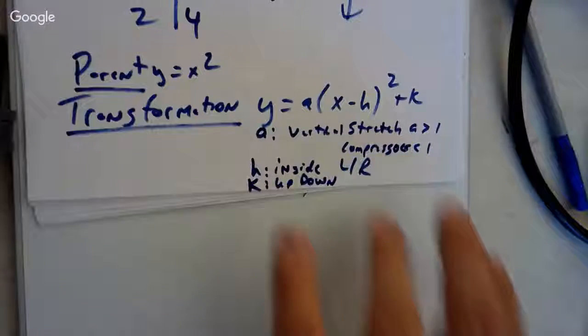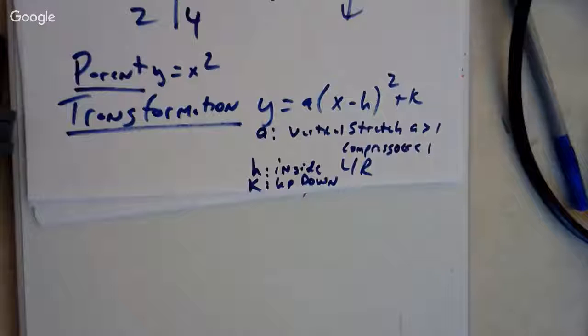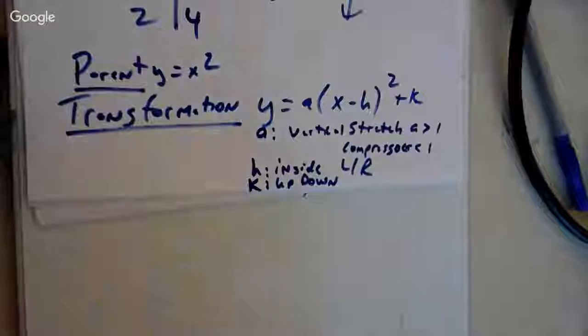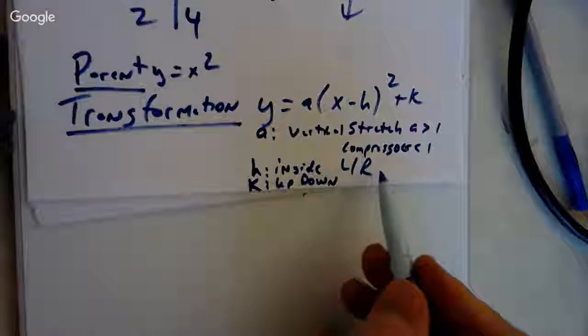Stretch, compress if a is between 0 and 1. So that stretch, a is greater. Right. If I take Lily and I multiply her height by 2, I'm stretching her out. If I multiply her height by 1/2, I'm compressing her down. If I multiply her by a negative, then I'm flipping her upside down and then either stretching or compressing based on what number's left. What did it say to the right of the side? Inside, it moves it left or right.